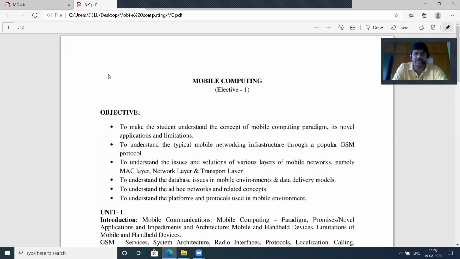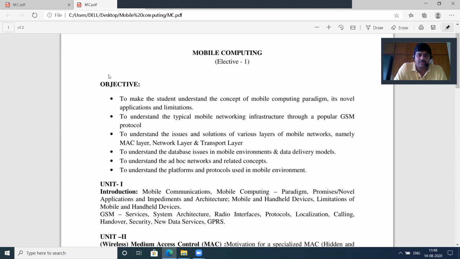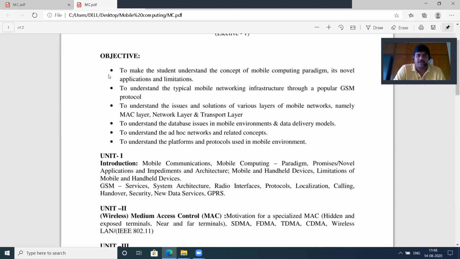We are going to discuss our first elective in fourth BTech first semester, that is mobile computing. Mobile computing has 6 units. The main objective of learning mobile computing in fourth BTech first semester is to make you understand the concept of mobile computing.